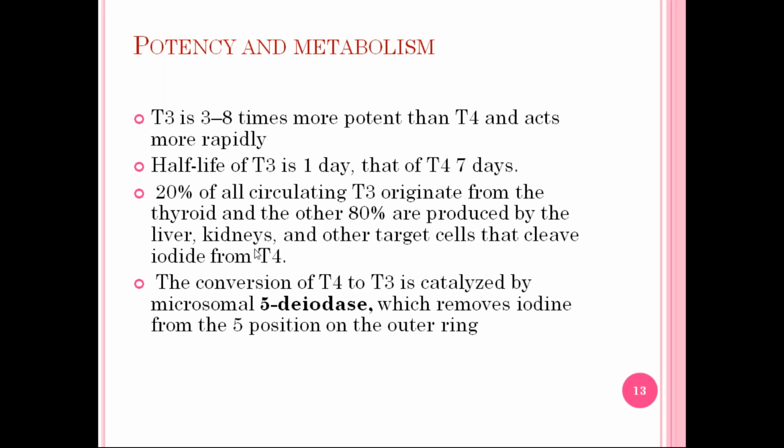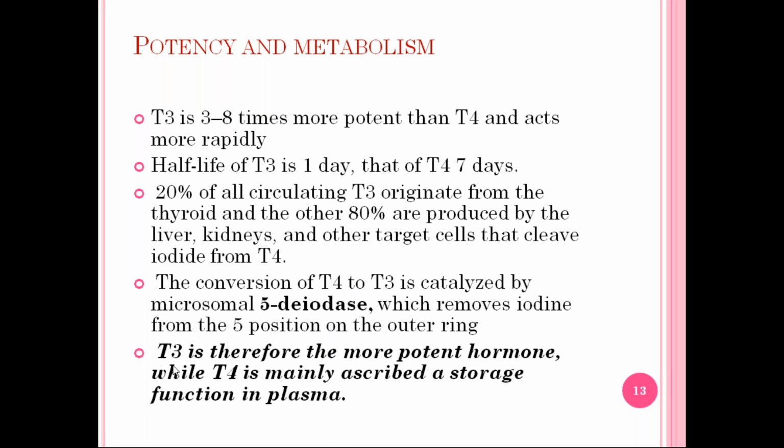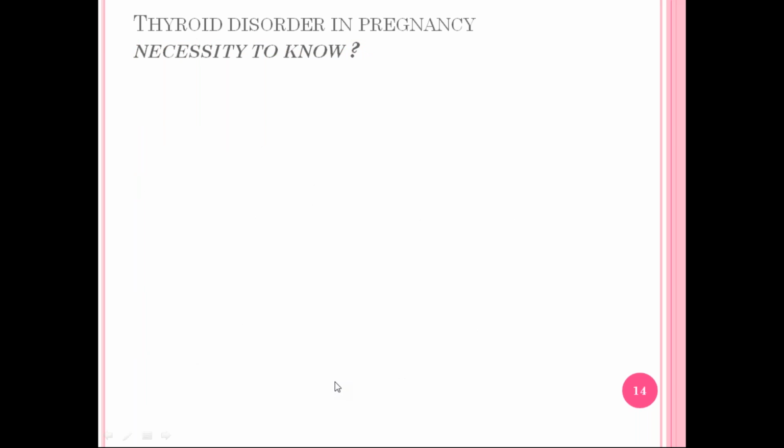So the thyroid goes to every cell and acts, because it is important for the mental maturation, physical maturation, and for the basal metabolic rate of every cell. Your thyroid is required. About 20% of the active hormone, that is T3, is produced directly from the thyroid, and another 80% is produced from conversion of T4 to T3 by removing iodide, through the deiodinase enzyme. The conversion of T4 to T3 is catalyzed by microsomal 5-deiodinase enzyme, which removes iodine from the 5th position of the outer ring. T3 is therefore the more potent hormone, while T4 is mainly ascribed a storage function in plasma.